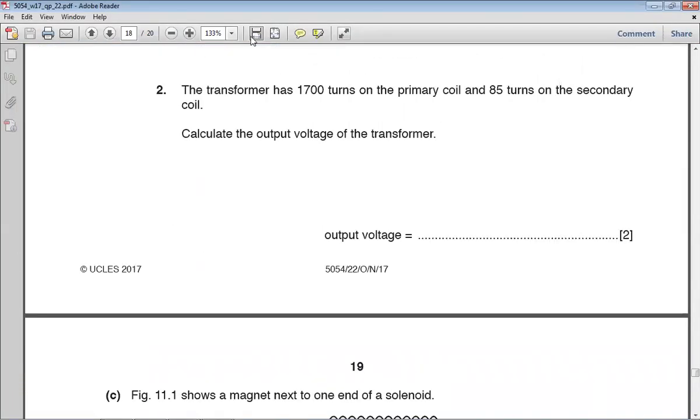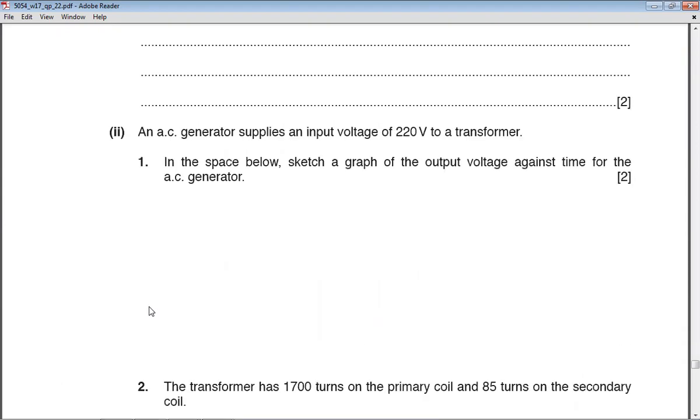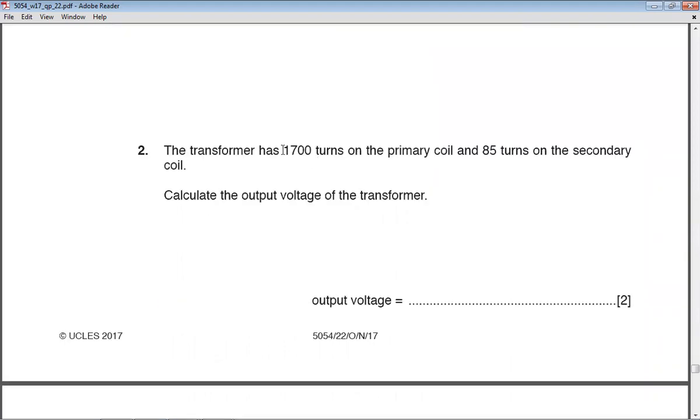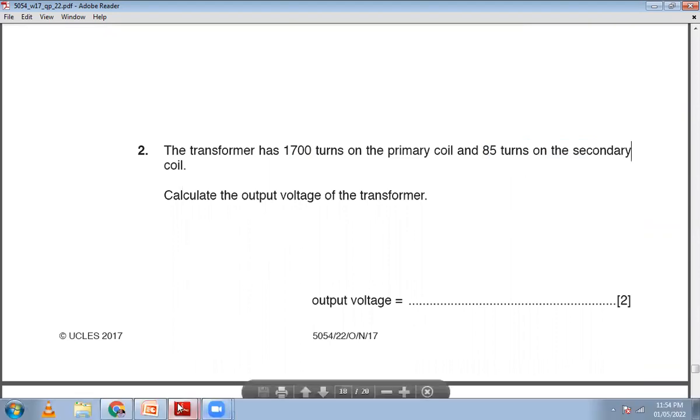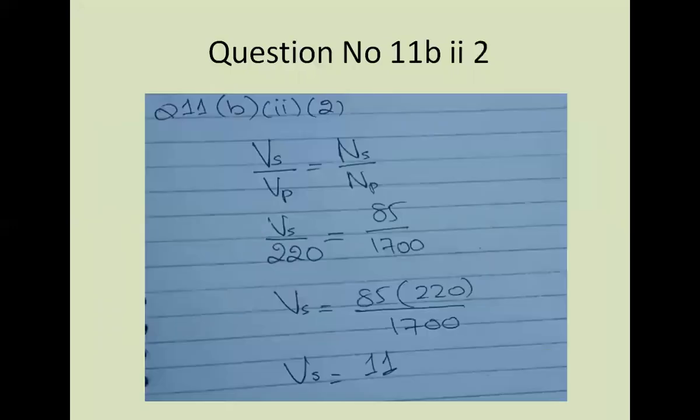The transformer has 1,700 turns on the primary coil and 85 turns on the secondary coil. Calculate the output voltage of the transformer. The input voltage of the transformer is 220 volt, and the number of turns in the primary and the number of turns on the secondary are given. So they want the secondary voltage. Very simple.